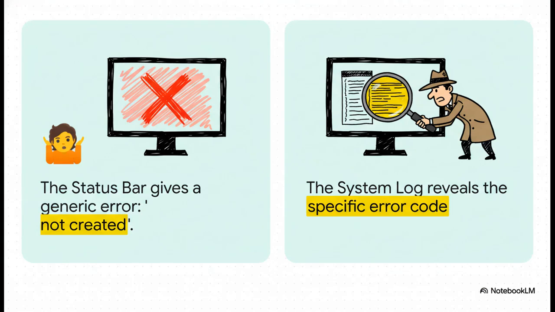And this is where you can tell a rookie from a real pro. A rookie just looks at the status bar and sees that generic message, document not created. Useless. But the expert, our detective, they know the real clue is buried one level deeper, inside the system log. That's where you find the specific error code, our first real piece of evidence pointing us in the right direction.